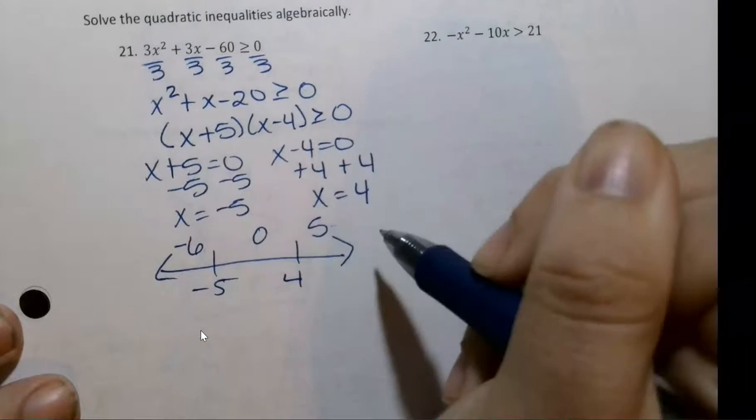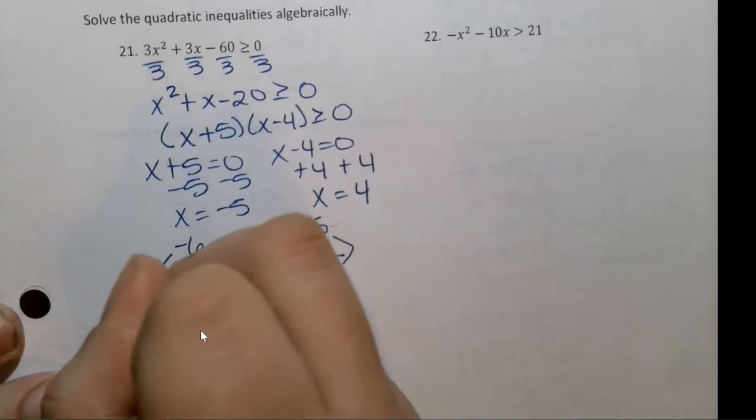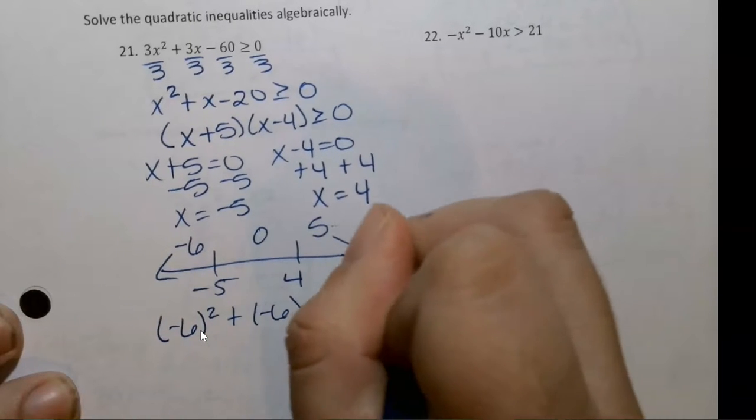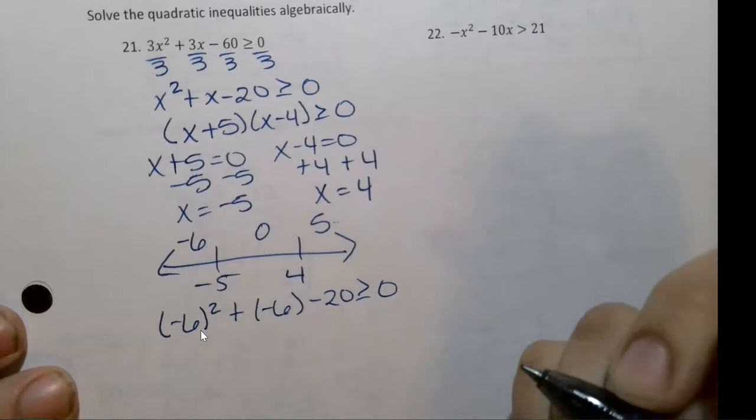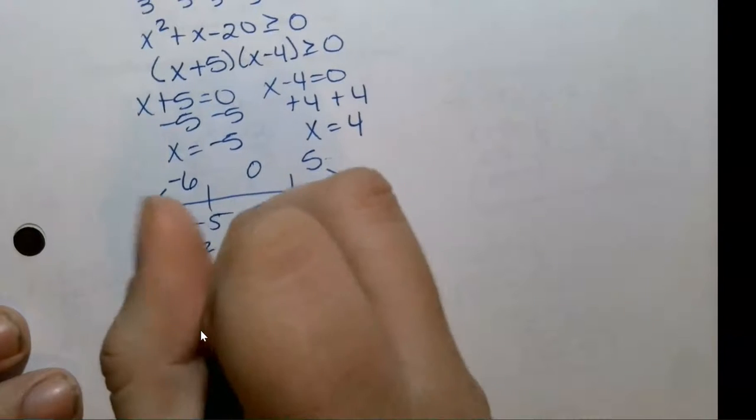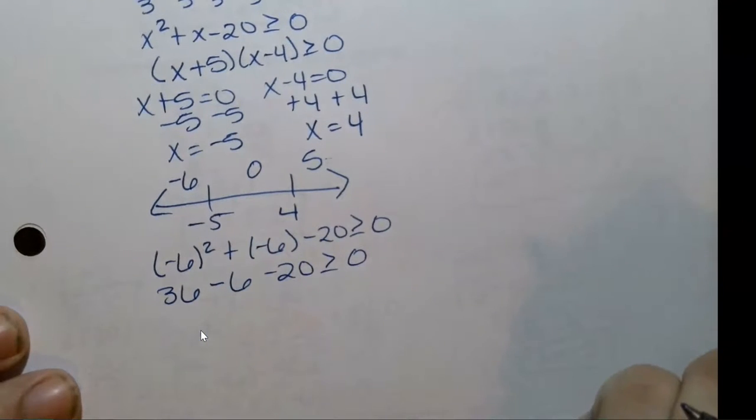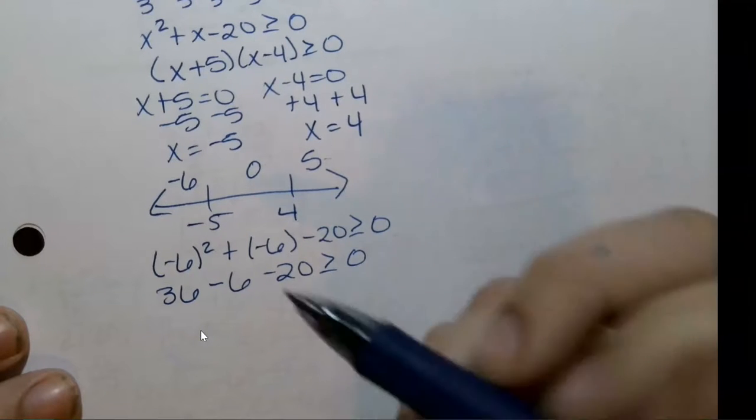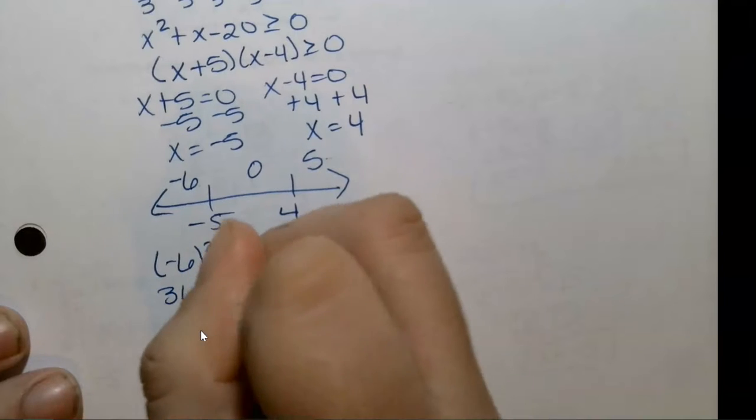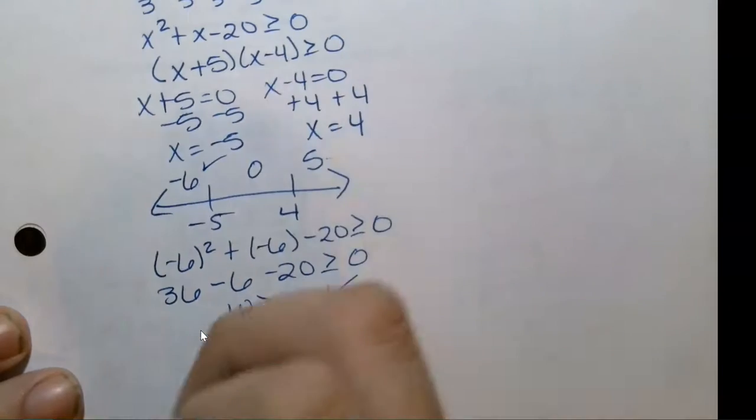Then I want to take all 3 of those values that I just picked and plug them back into the inequality up here. So I have -6 squared plus -6 minus 20, and I want to still see if it's greater than or equal to 0. -6 squared is 36. Then I have -6 minus 20. Then I just simplify. So 36 minus 6 is 30. 30 minus 20 is 10. 10 is greater than or equal to 0. So this one works.